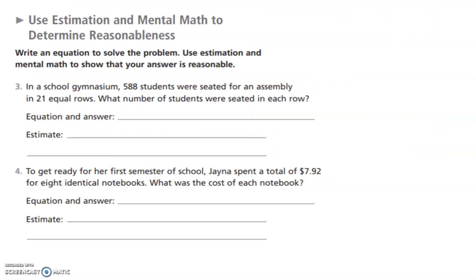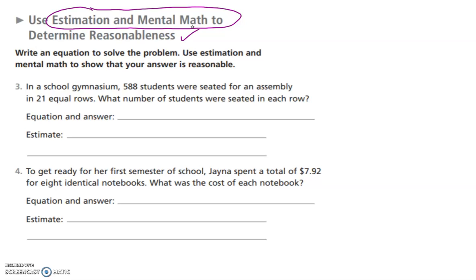I'm going to go ahead and move on to questions 3 and 4, but this time they want you to use some mental math. So we're going to be doing some work in our head to be able to decide whether or not our answer is reasonable, and you'll be able to naturally tell right away whether or not these answers make sense. But we're still also going to work on writing those equations. So let's look at the first one.